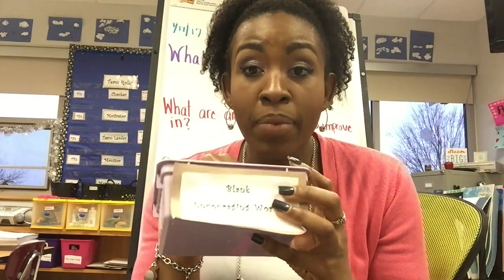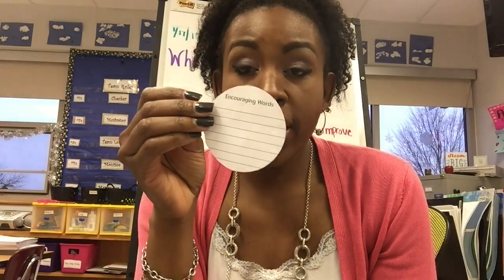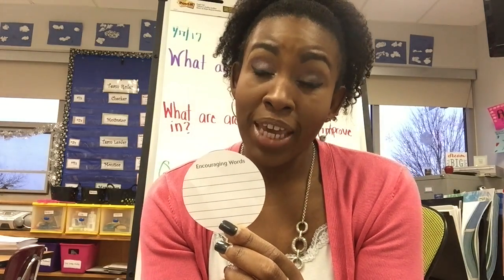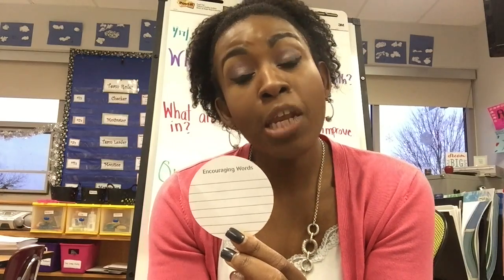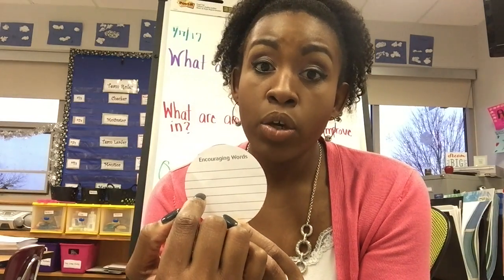So I show them my encouraging words basket, and I have blank encouraging words right here. I show them how to fill one of these out. They can either do it anonymously, but I say it's really nice to know who you were being kind to, so it's okay to put your name on it. But you put down who it is to and what did they do that showed great acts of kindness. And you need to be specific.